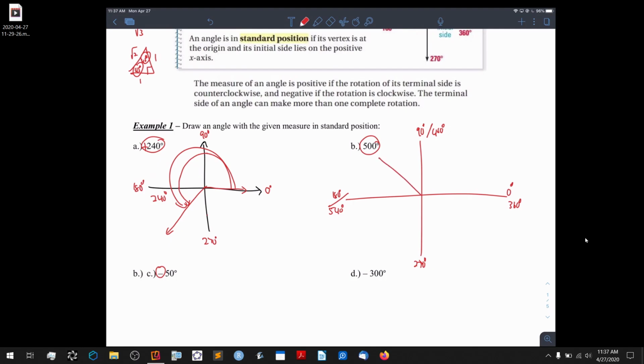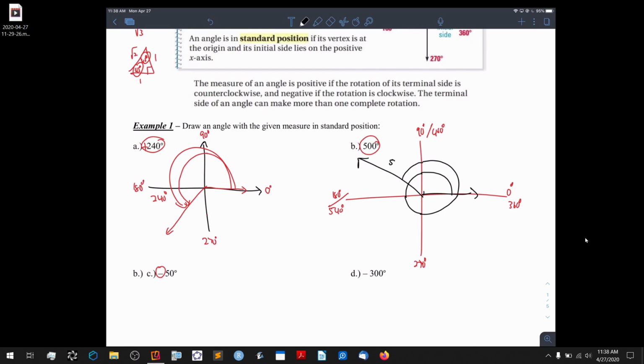Okay, and so how does that work? Well, you fix your initial side. Here's my initial side, and then I start rotating. So I'm rotating my terminal side right now. 90, 180, 270, 360, but that's too small. Keep going. 450, and then I need to get to 500. Now 450 will be plus another 50 degrees. So 450 plus another 50 will give me my 500.